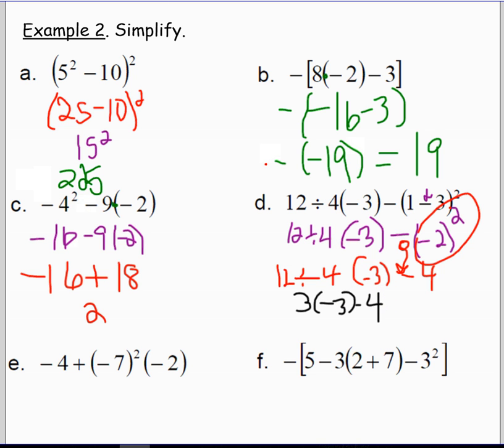Still, we have to multiply first. 3 times negative 3 is negative 9. So negative 9 minus 4 will get us our final answer of negative 13.